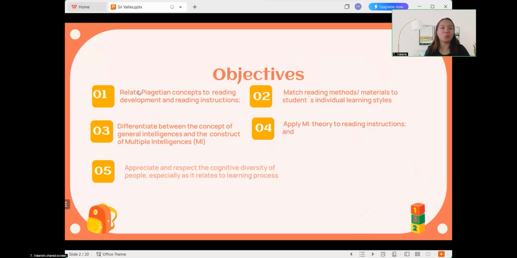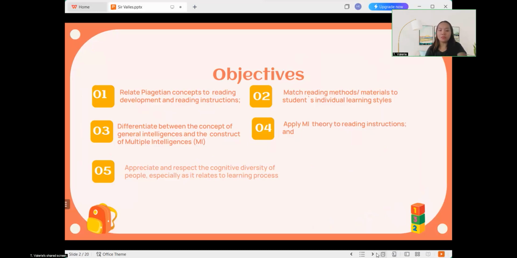Let's have the first one: relate Piagetian concepts to reading development and reading instruction. The second one: match reading methods and materials to students' individual learning styles. Number three: differentiate between the concept of general intelligence and the construct of multiple intelligences. The fourth one: apply the multiple intelligences theory to reading instruction. And the last one: appreciate and respect the cognitive diversity of people as it relates to the learning process.